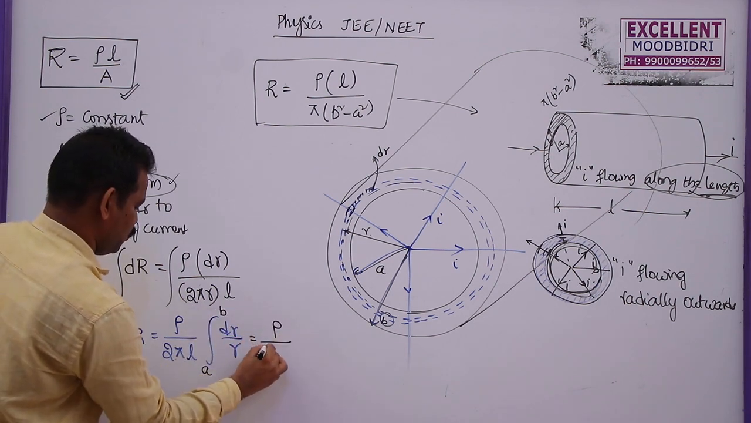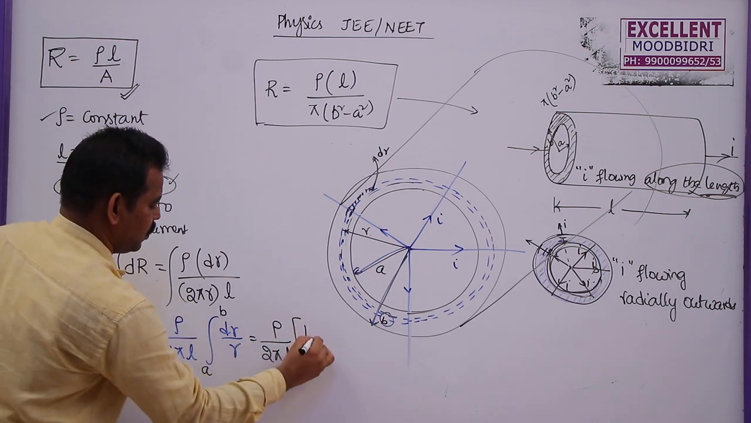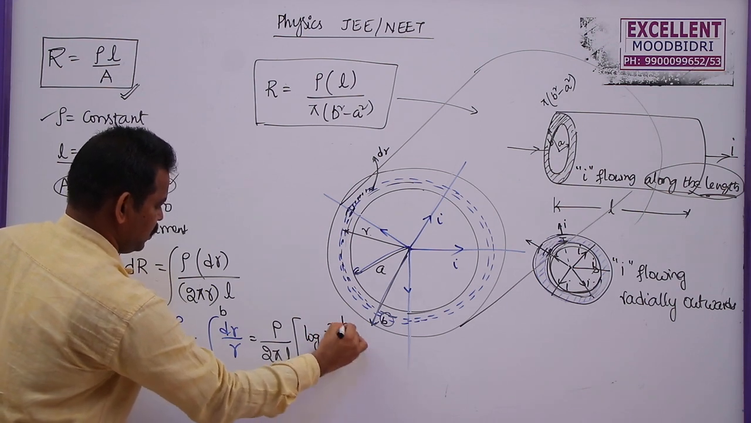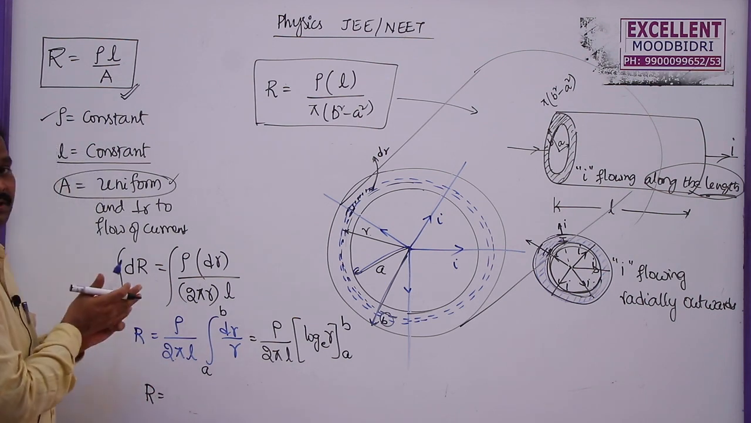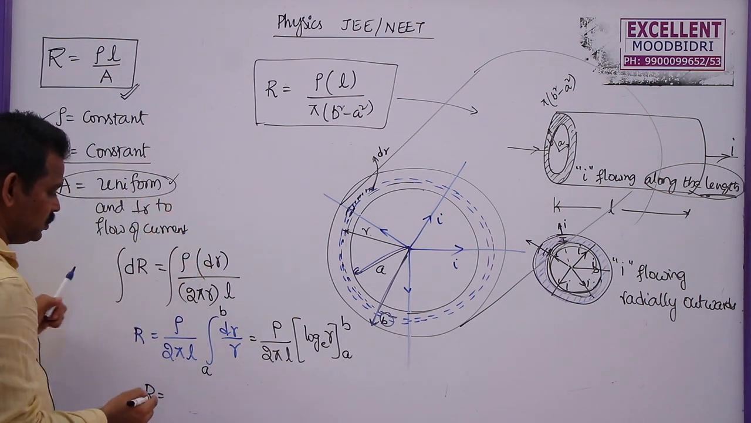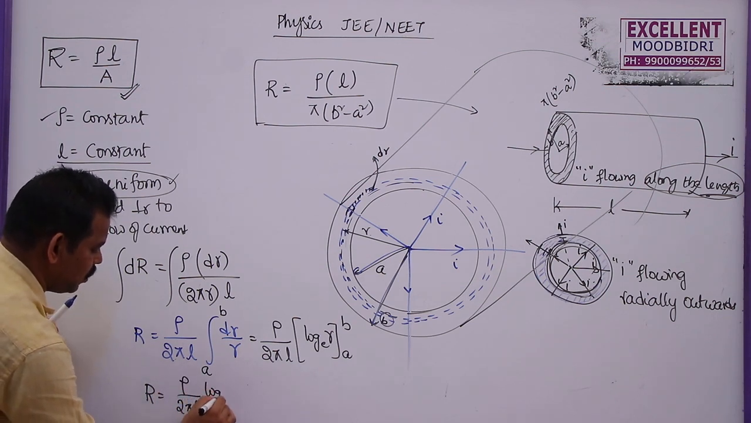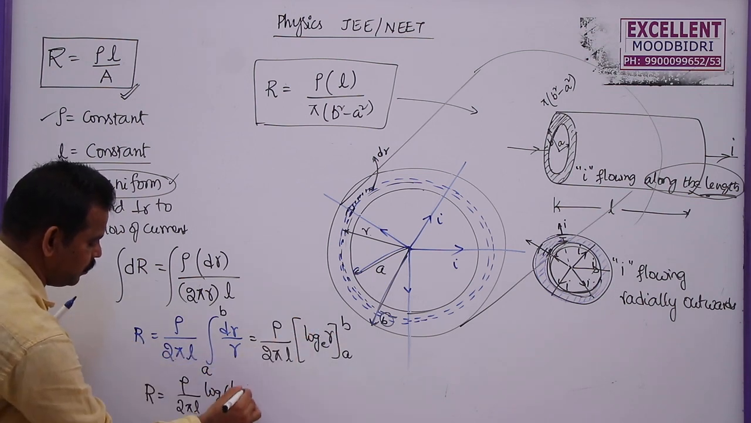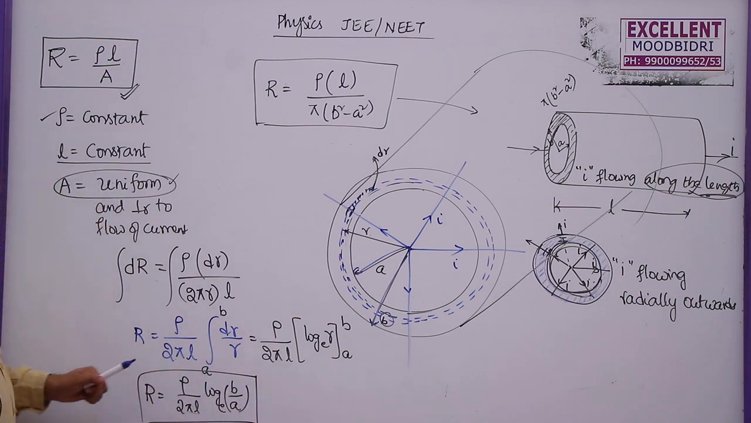This is given by rho by 2 pi L, integral dr by r, which will be log r to the base e with limits A and B. Now the resistance of this wire when the current is flowing radially outwards is given by rho by 2 pi L, log B minus log A, or directly I can write log B by A to the base e. So this is the resistance when the current is radially flowing outwards.